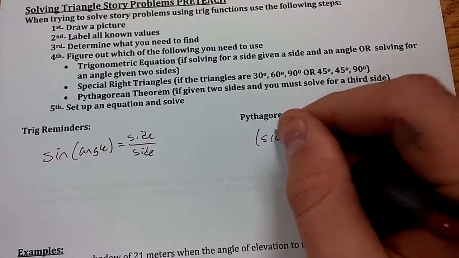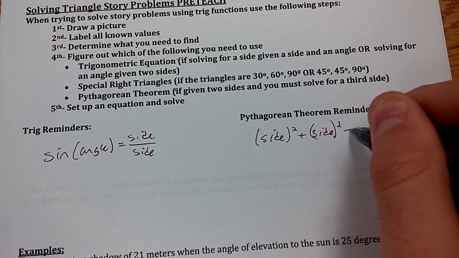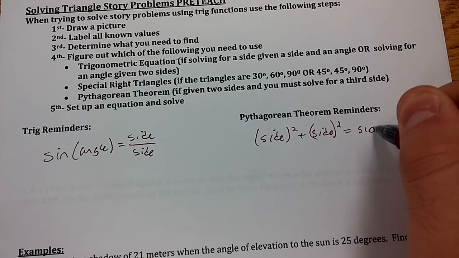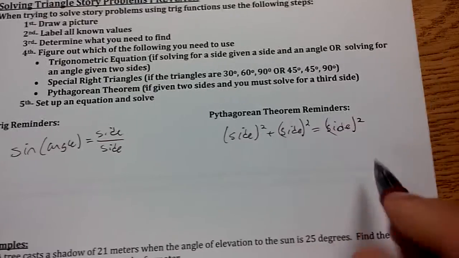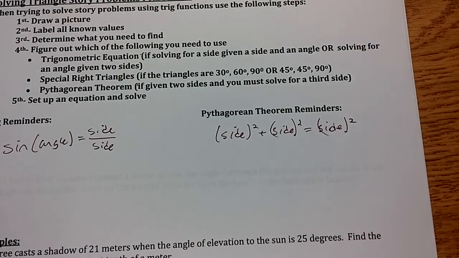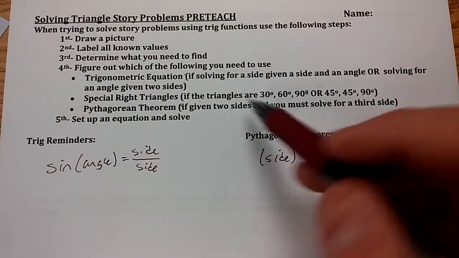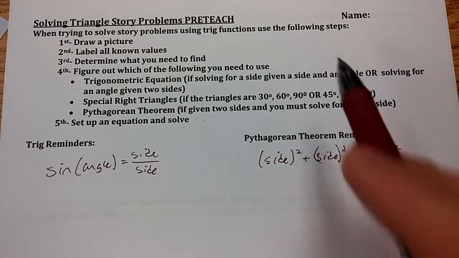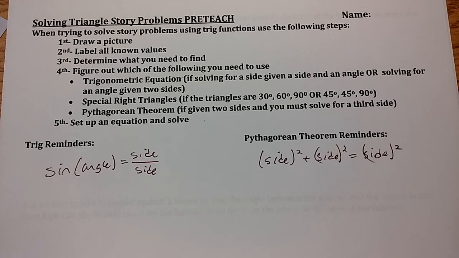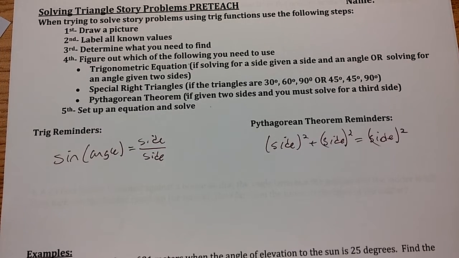Pythagorean theorem is a squared plus b squared equals c squared, or side squared plus side squared equals another side squared. You have three sides here. So if the problem gives you two, you can find the third using Pythagorean theorem. So you have to decide what's the given information and what's being asked of you, which equation to use. After you set that equation, you just simply solve it, and then you're going to write your sentence at the end.